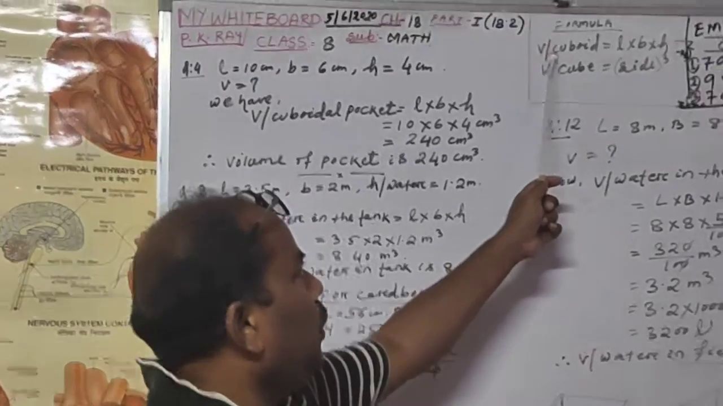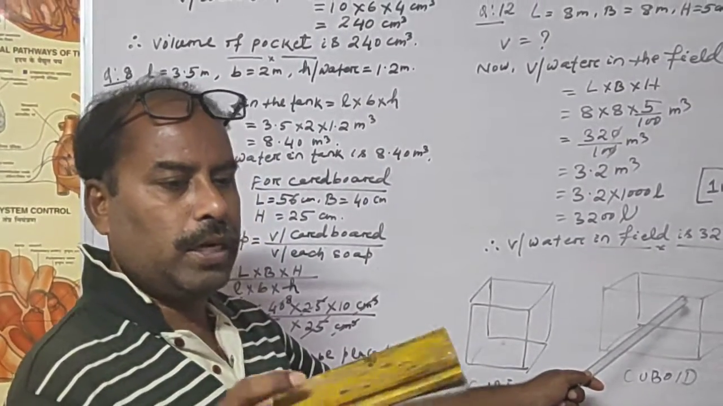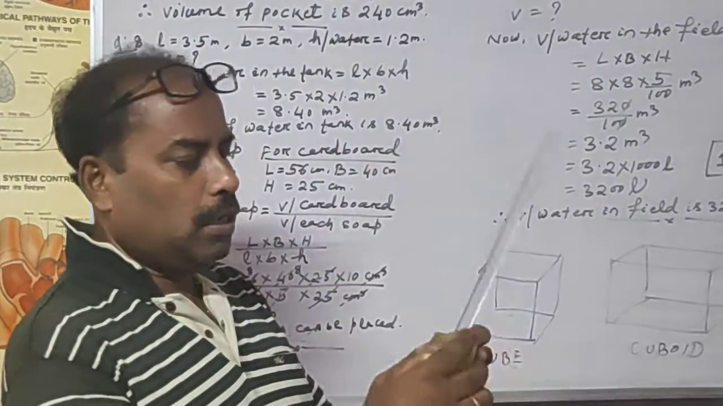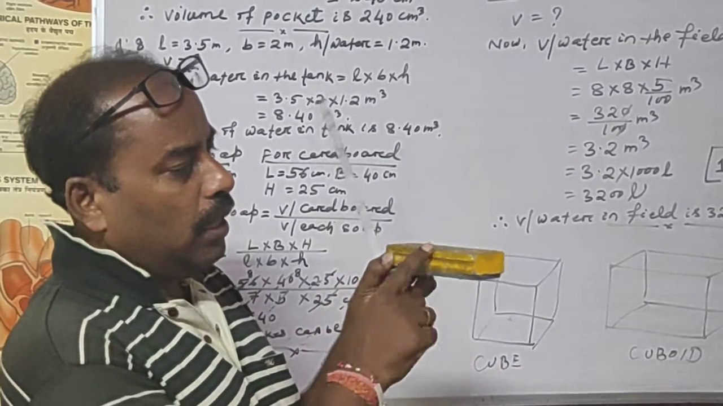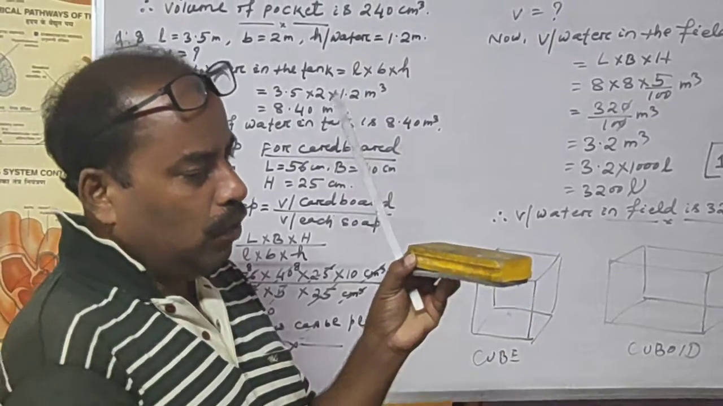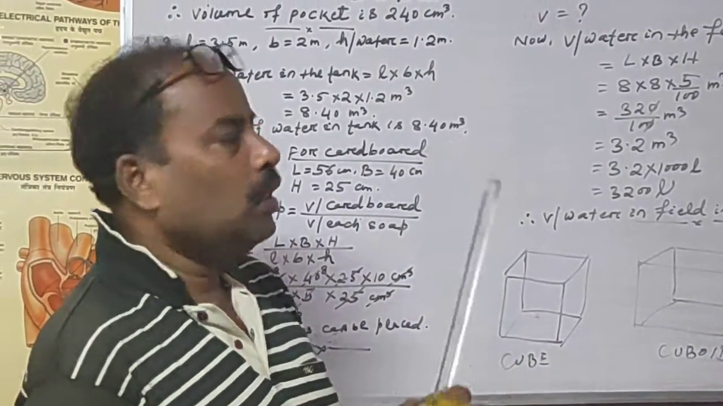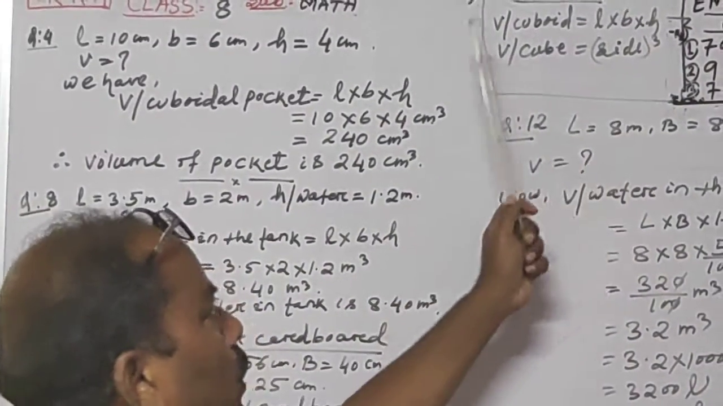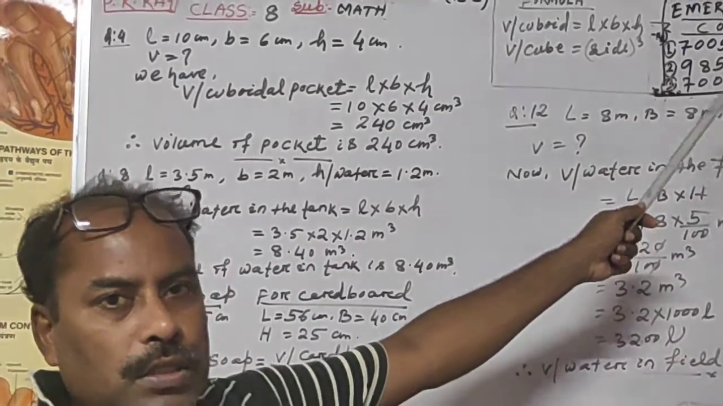Formula I have given. Volume of this cuboid. Cuboid means like this rectangular box, duster. This is cuboid. Here it is the length, this is the breadth, and this is the height. L, B, H, cuboid. If this L, B, H will be same to each other, then it is called the cube. So volume of cuboid is equal to length into breadth into height, then volume of cube is equal to side cube, means side into side into side.